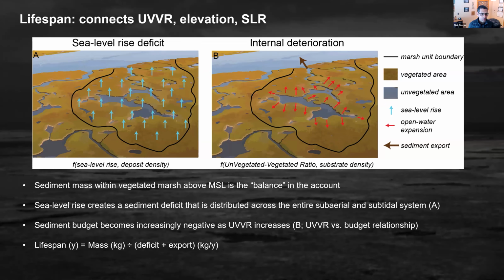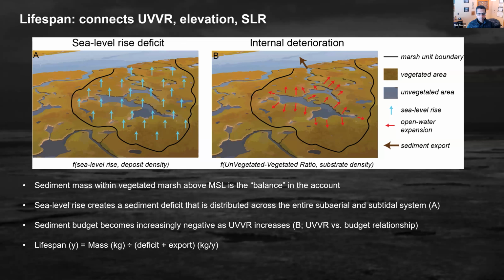So now you have a mass deficit of sediment that the marsh needs to keep up with sea level rise. We also consider internal deterioration from open water conversion. That's a function of the UVVR and the density. So we have these two sources of sediment loss, and that gets divided by the mass of the sediment in the vegetated plain.